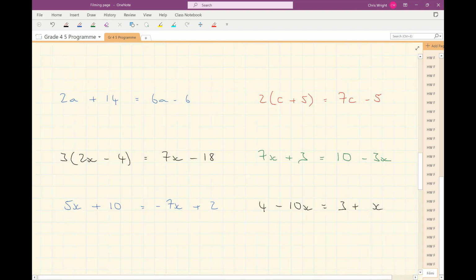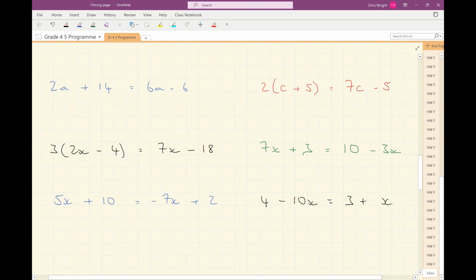Right, here are 6 questions for you to try. So what I suggest you do is pause the film, write them down, have a go at them, and then watch me work them through and see if you and I agree. Of course, if you're stuck, or if you'd like to, you can write down the first one, have a go, and watch me do the first one, and then work alongside me in that way.